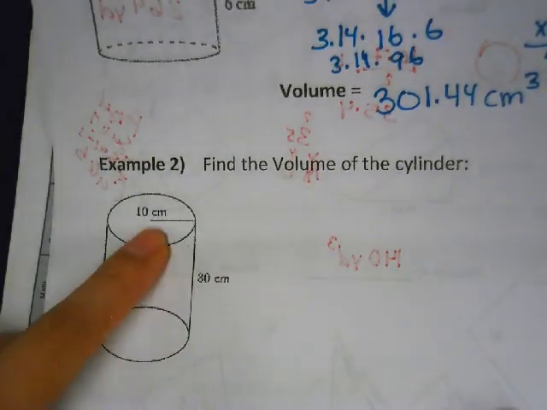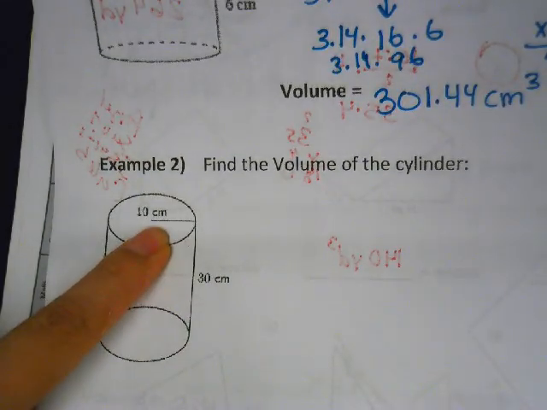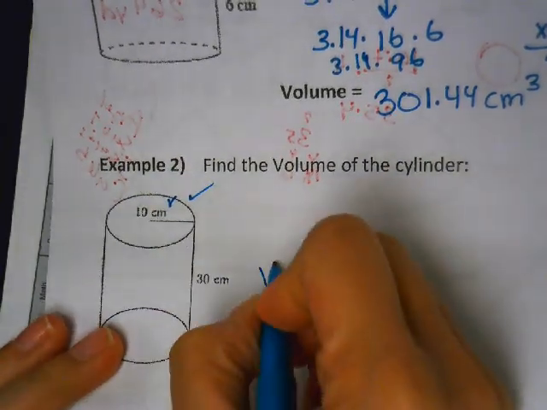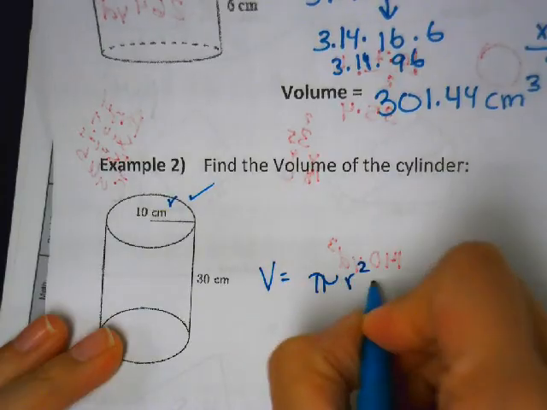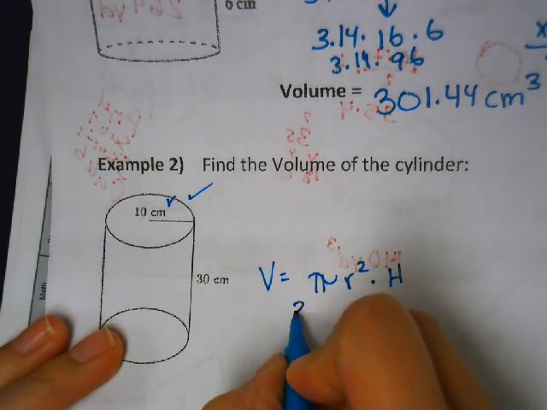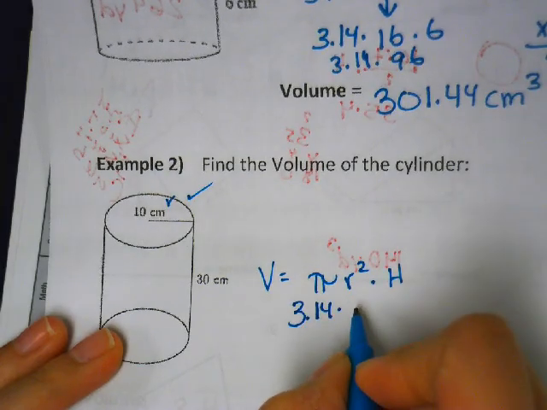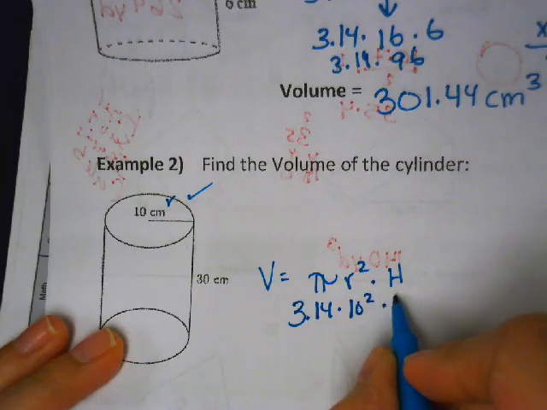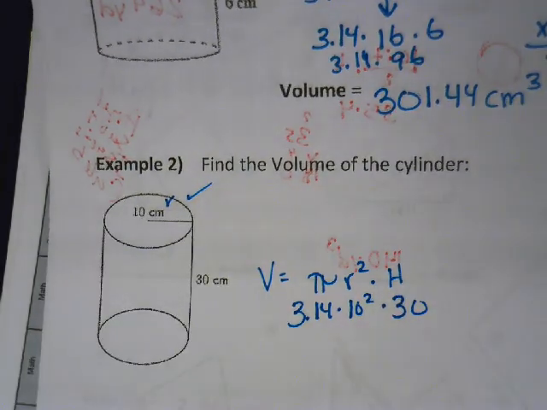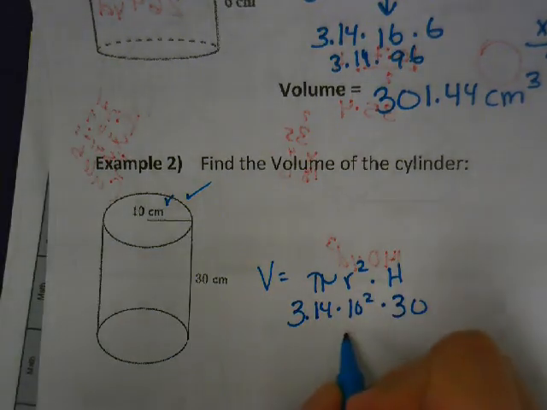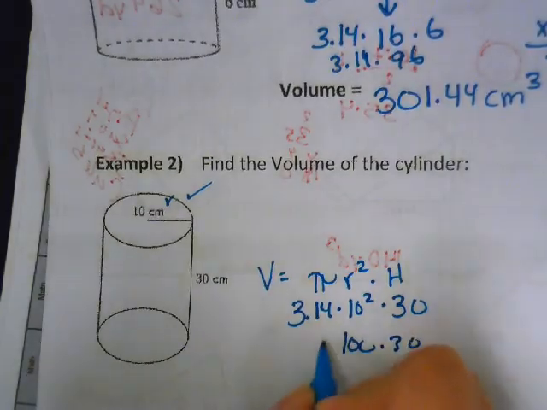Is 10 a radius or a diameter? Radius. And that's what we need. We need the radius. So volume is equal to pi r squared times your height. So what is pi? 3.14. What's the radius? 10 squared. And what's your height? 30. What's the first thing I have to do? The exponents, right? So what's 10 squared? 100 times 30 times 3.14.